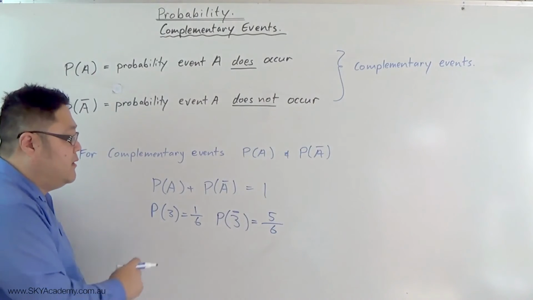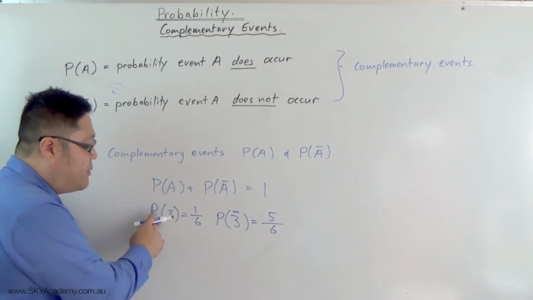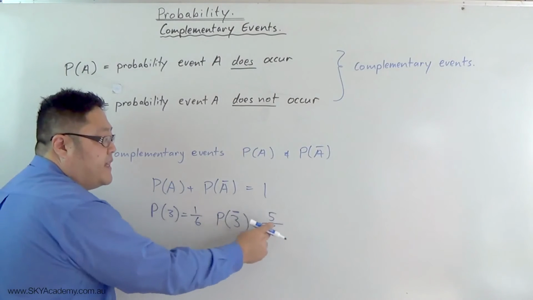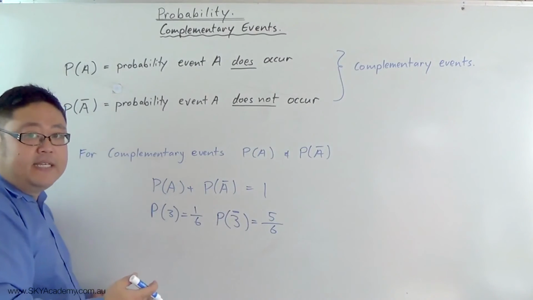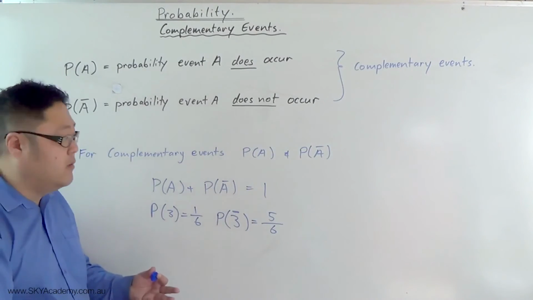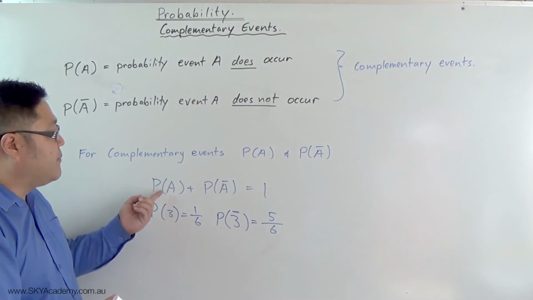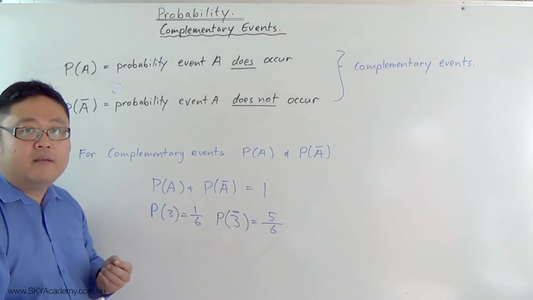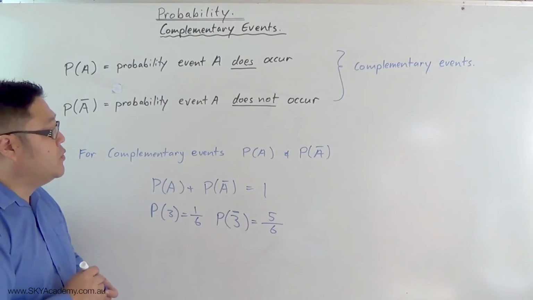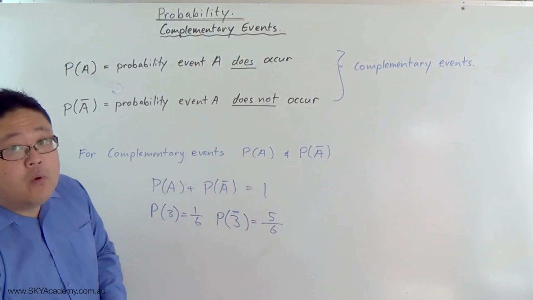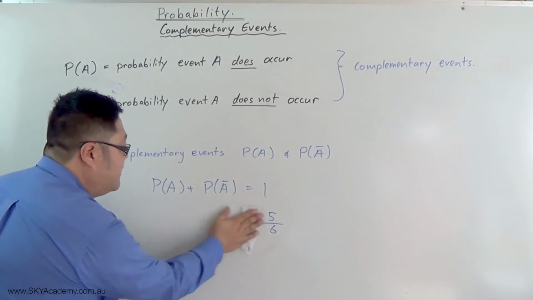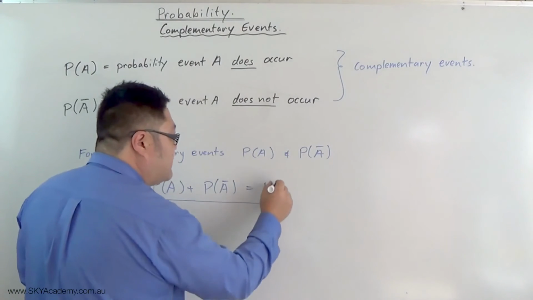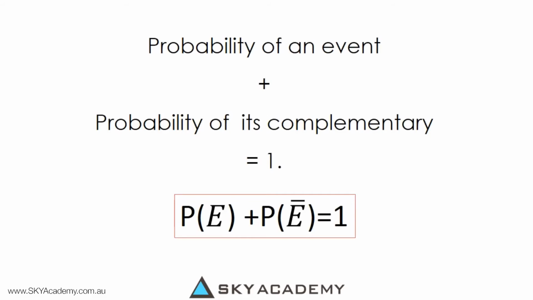Now, what happens when we add the probability of rolling a 3 and the probability of not rolling a 3? It becomes 1 out of 6 plus 5 out of 6, which ends up being 6 out of 6. 6 out of 6 is 1 whole. So the probability of rolling a 3 plus the complementary event of not rolling a 3 will give you 1. That's basically what I want to cover with you today in this episode: the probability of an event plus its complementary will give you 1.